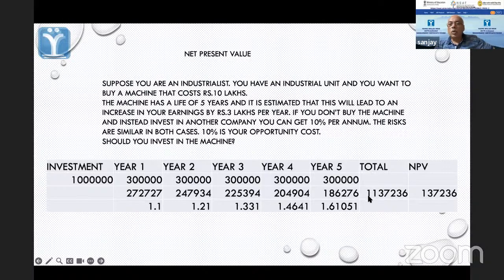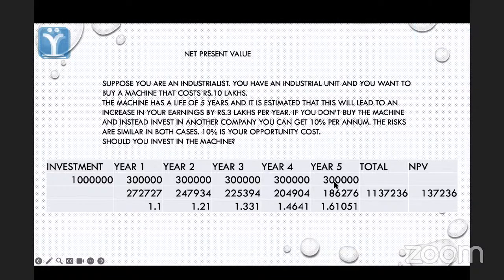Now, to get the total amount of money, the present value of all these cash inflows, I add all these together and I get 11,37,236. Therefore, the NPV is 11,37,236 minus 10 lakhs, which gives me 1,37,236. So the basic logic here is that if I get a positive NPV, then we should go for it.